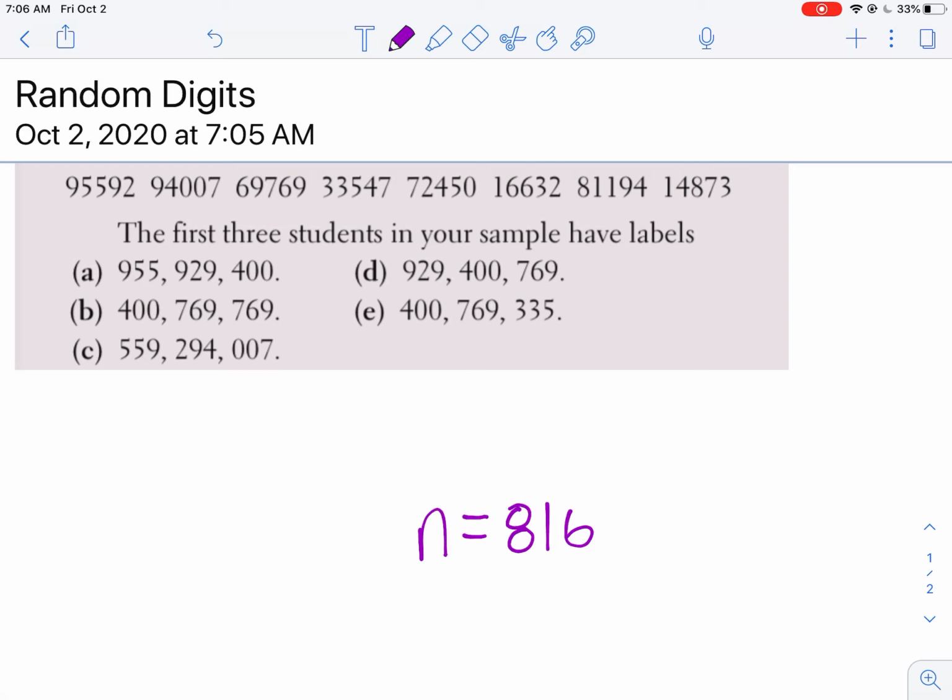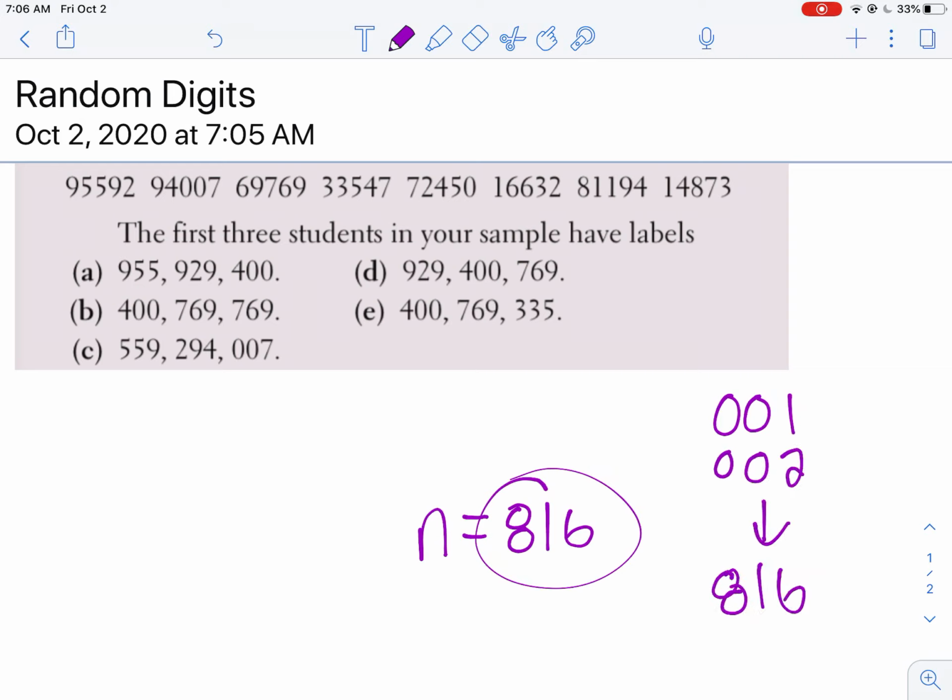Now, here's what you would do. You have 816 people in your population. You're going to assign them each a 3-digit number. First person you'd start out with, you could give 001, second 002, and so on all the way up to 816. Now, how do I use this random table of digits?